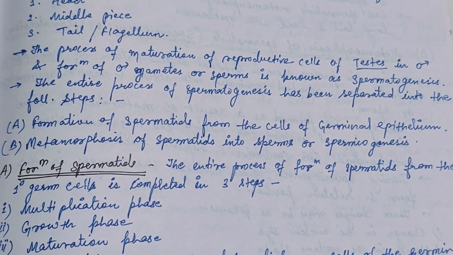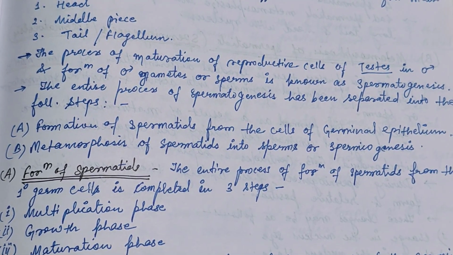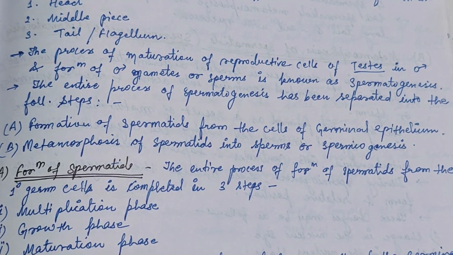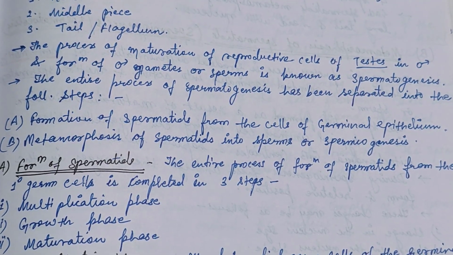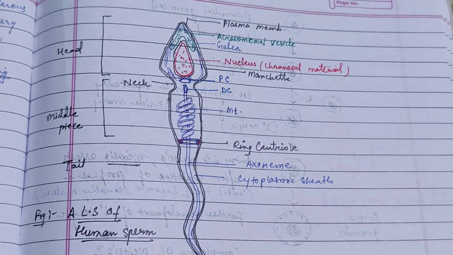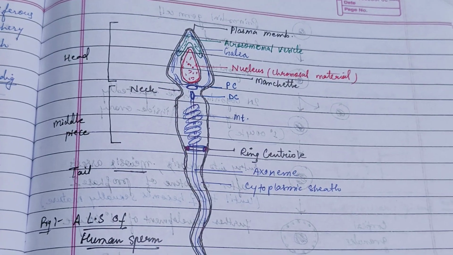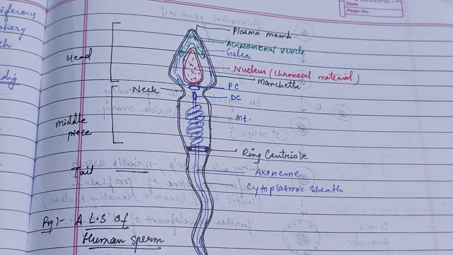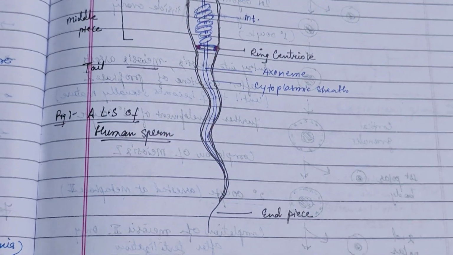The entire process of spermatogenesis has been separated into the following steps: formation of the spermatid from the cell of the germinal epithelium, and metamorphosis of spermatids into sperm, or spermiogenesis. This is a figure of the longitudinal section of a human sperm in which three parts are divided. The first one is the head part, then the middle part and the tail part, ending with the end piece.